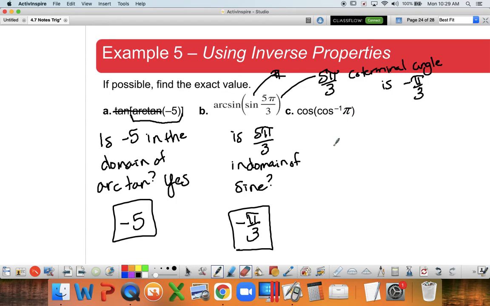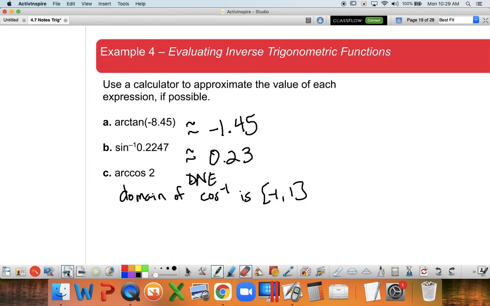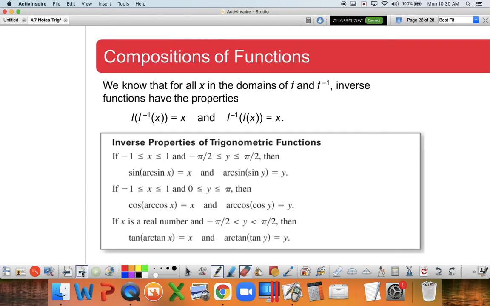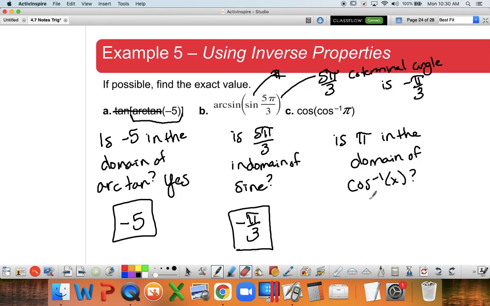All right, our last one is pi in the domain of inverse cosine. Well, let's go back to our pictures over here. So here's our domain, here's arc cosine, inverse cosine. Now remember, pi is 3.1415, yada, yada, yada. That is outside of our domain. So therefore, I am not able to evaluate this expression. So our answer is that it does not exist.